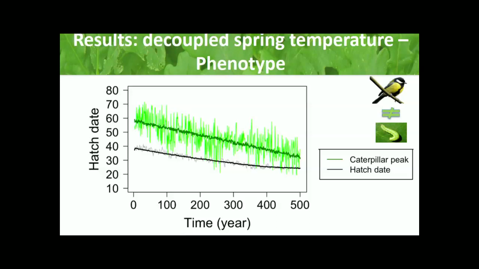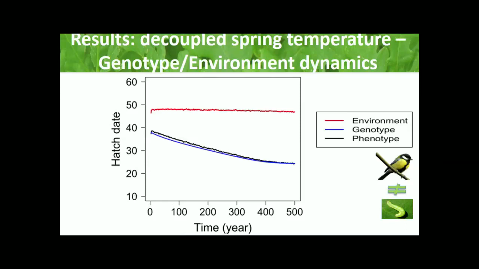But as you go further along the model, the great tits are not responding at the same rate, so the caterpillars are getting to a point where they're almost passing the great tits, and the peak is almost occurring prior to hatching. And this is where the population starts to decline. And you can see in this case that the phenotypic change is driven entirely by genetic change. There's no plasticity going on in this scenario because there's no environmental change.